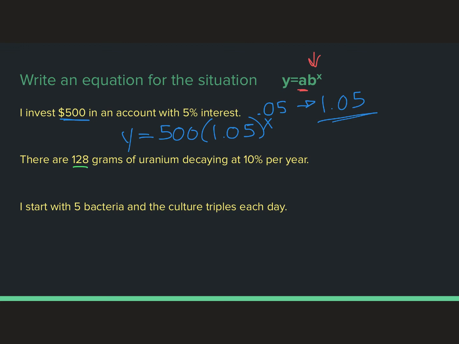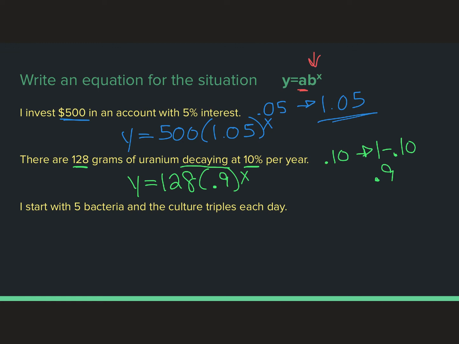Let's look at the next one. There are 128 grams of uranium decaying, that means I'm decreasing, at 10% per year. Well, 10% is going to be 0.10. But remember, just like we added the 0.05 to the 1, here we're going to subtract it from the 1. So 1 minus 0.10 gives me 0.9 as my rate. Notice that's less than 1, so it'll be decaying. So this one is just y equals 128 times 0.9 to the x.